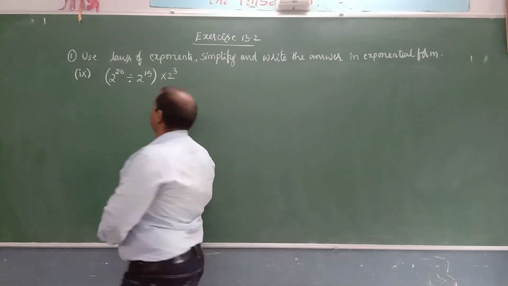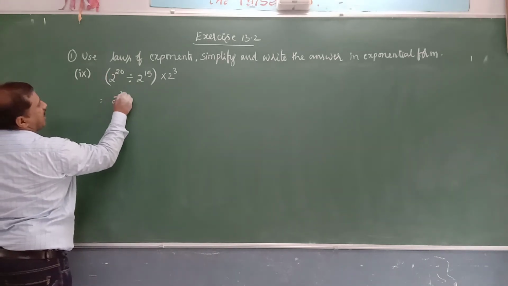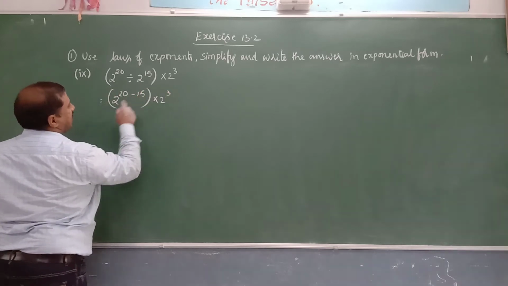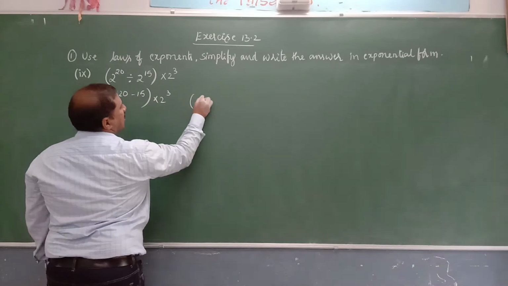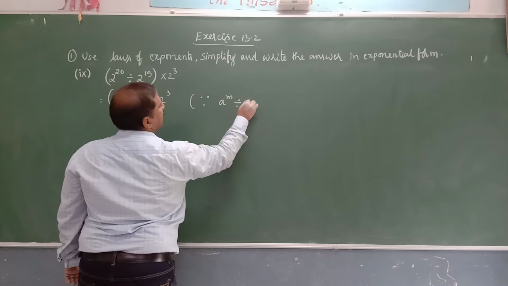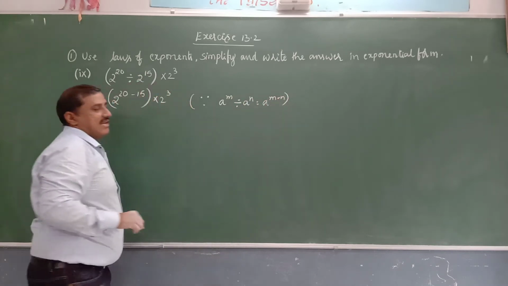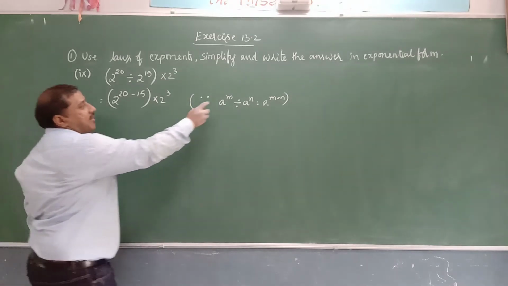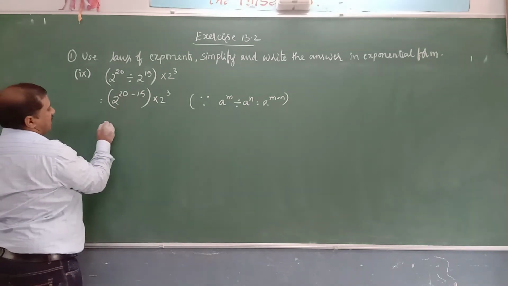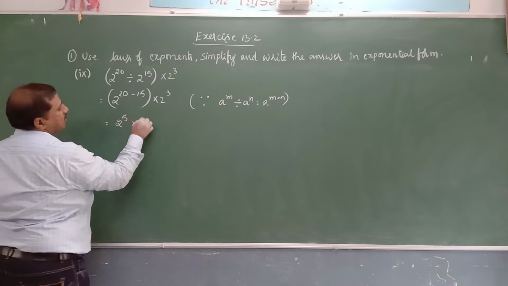So now how to simplify this? This first part is 2 to the power of 20 minus 15 into 2 to the power of 3. So this is simplified. What law did we apply here? Since a to the power of m divided by a to the power of n is equal to a to the power of m minus n, that is by subtracting the exponents. So 20 minus 15, what we get is 5. Therefore it will be 2 to the power of 5 into 2 cube.